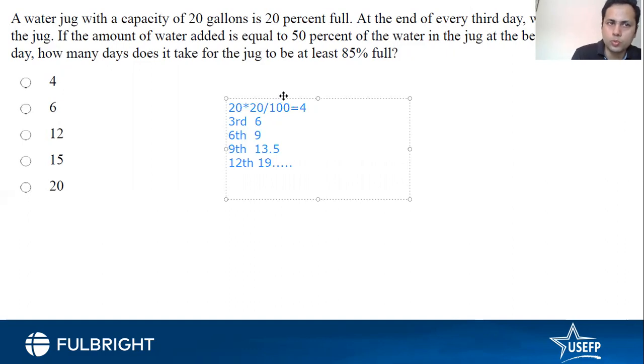So what we were supposed to find: how many days does it take to be 85% full? What is 85% of 20 gallons? It is 17 gallons. So on what day did it become at least 17 gallons? It came on the 12th day, where we had more than 19 gallons. So 12, answer C, is the correct answer.